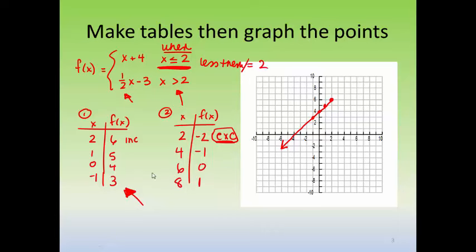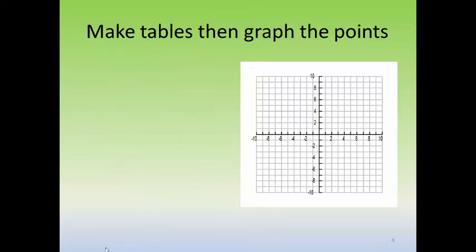The other side is going to be 2, -2 with an open circle, 4, -1, 6, 0, and 8, 1. And that is this piece. So this is our first piecewise function that we've graphed. We're going to try one more.